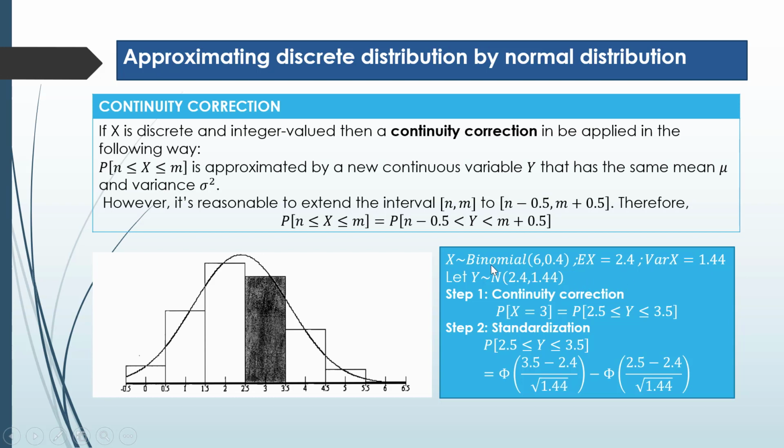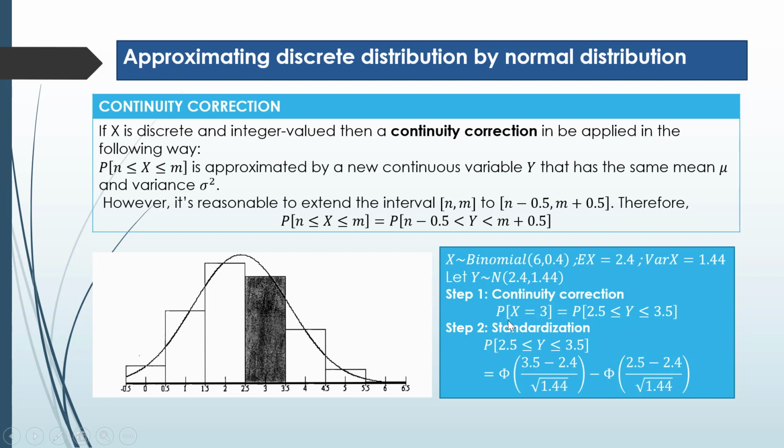So we need to approximate this distribution using a continuous distribution that follows normal. Let's say y follows normal 2.4, 1.44. Remember, the continuous variable that we created should have the same mean and the same variance as the discrete distribution given. So the first step is called continuity correction.